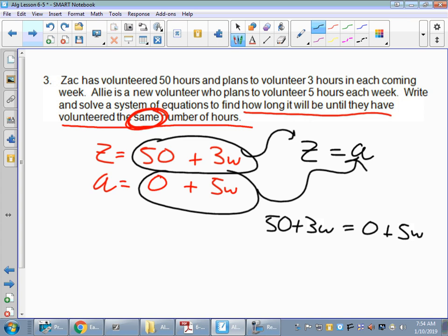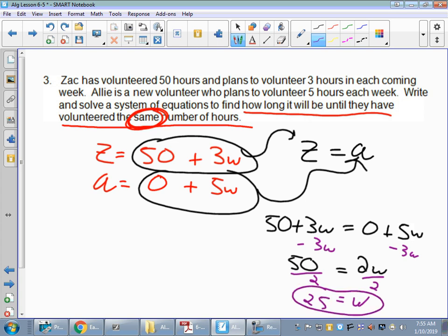And so now it's just doing the algebra, and saying, okay, well, I'm going to subtract 3w here, and then I'm going to end up with 50 on the left here. Those 3w's are gone, so equals, 0's gone, 2w. And then I just have to divide by 2, and then w equals 25. And so what that would mean would be w is in weeks, right? That's what we're talking about. We're talking about weeks, so that would be our w's.